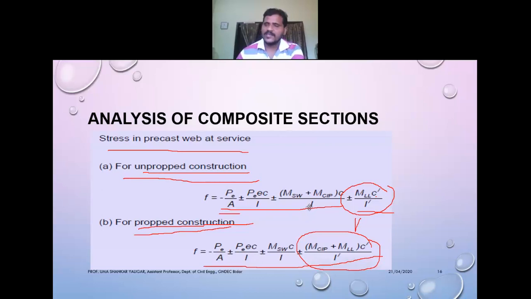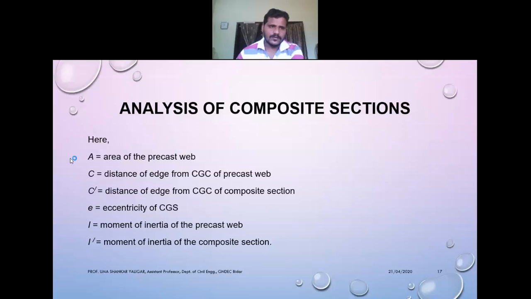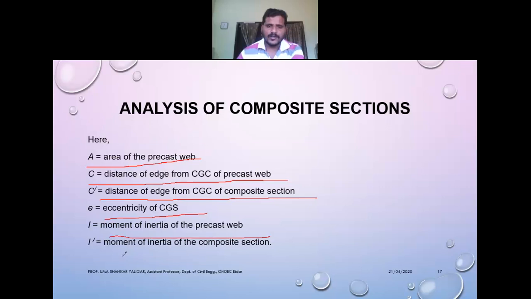Now we will go to the analysis under the ultimate state. Here the same thing: A means area of the precast web, C means the distance of edge from the CGC of precast web, and distance of edge from CG of the composite section, eccentricity of CGS, moment of inertia of precast web, moment of inertia of the composite section.